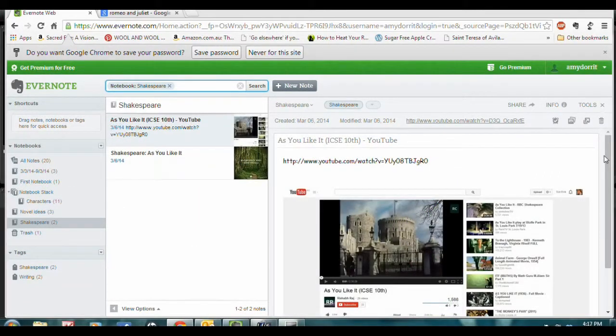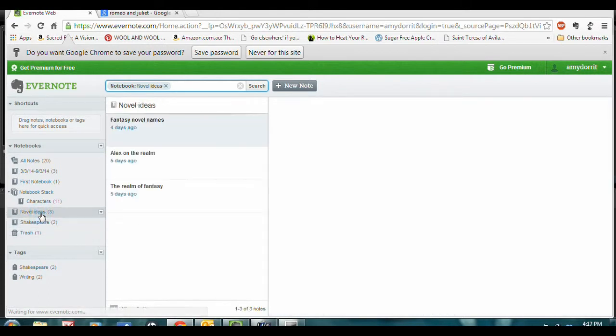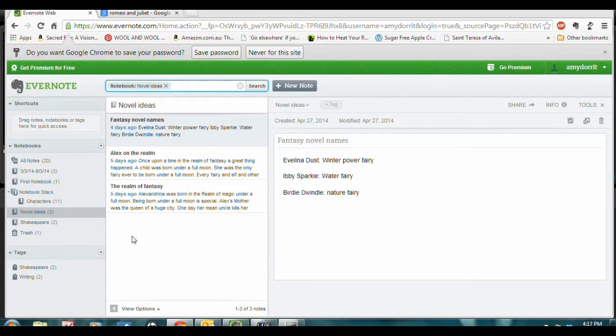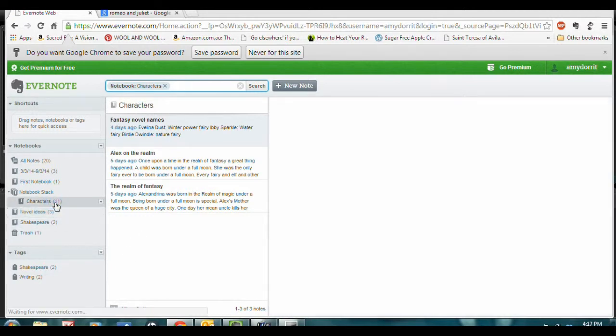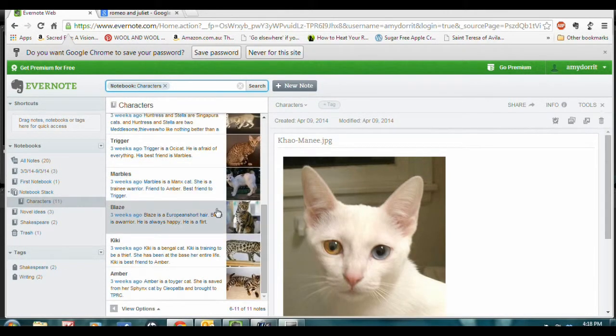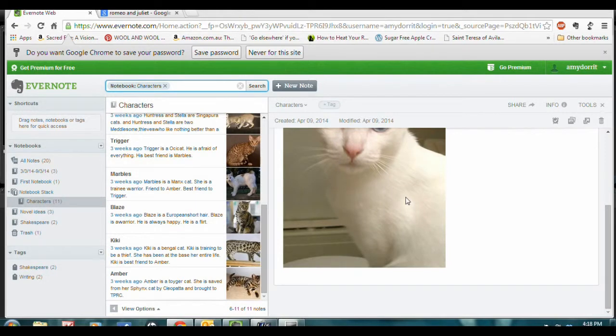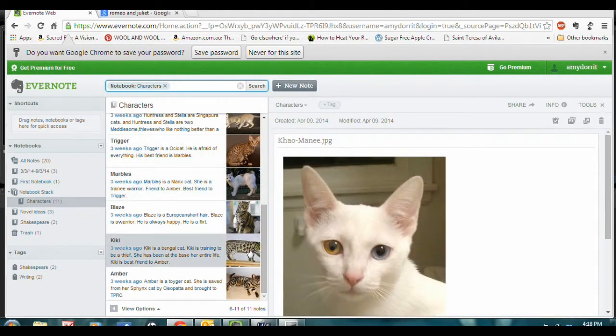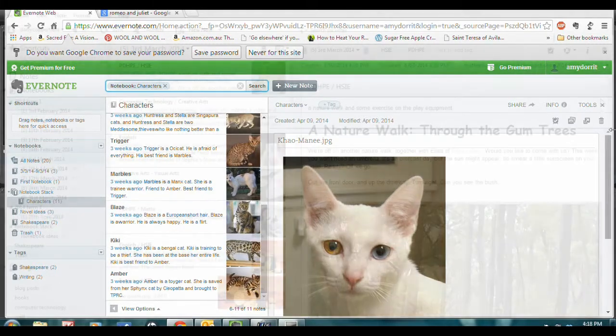I'm now in Gemma Rose's Evernote notebooks, and she's 10. And again, she tried a Shakespeare one. I can see a couple of notes down there for Shakespeare. And she's got a notebook for her novel ideas. She's also using it to write notes about the characters of her novel. These are all the characters in her NaNoWriMo novel. She's written a novel where all the characters are cats. And she's added a picture and a description of each of the characters. So again, basically, I think she's using hers as a writing notebook.